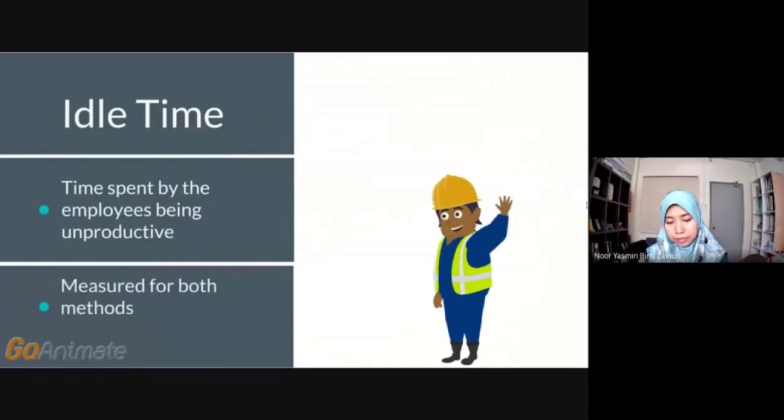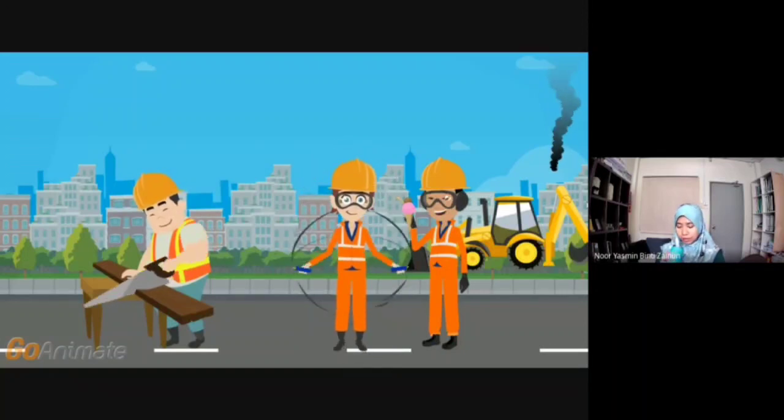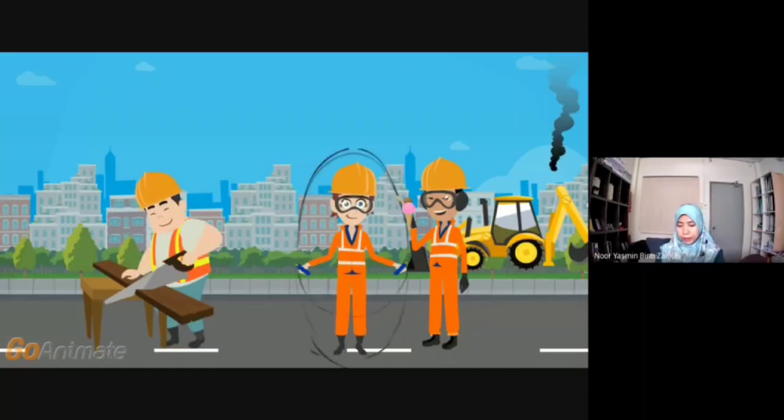Now let's look at idle time. We'll measure this as the time spent by employees per workstation in which they are unproductive. We'll measure this for both methods. The method where the boards were batched into 5 pieces at one station suffered greatly from this. The idle time here is largely caused by the fact that only one station is active at any given time. This causes the other 2 workers to be idle.